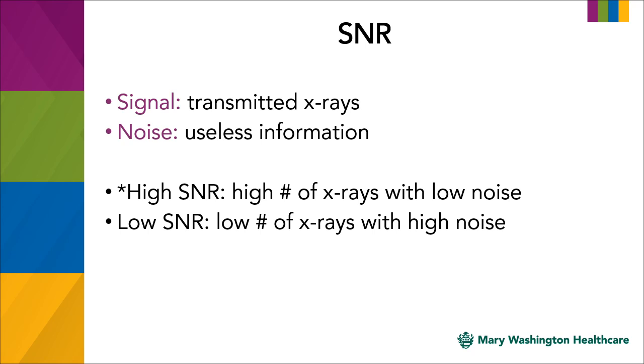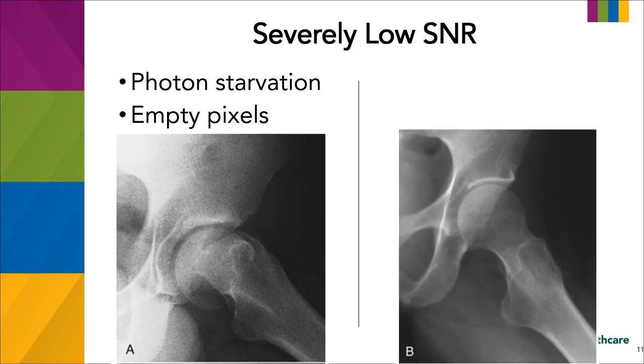SNR stands for signal to noise ratio. The signal is the transmitted X-rays. The noise is useless information. So a high SNR, which is what we would want, has a high number of X-rays with low noise. Low SNR is a low number of X-rays with high noise. With severely low SNR, we have photon starvation with empty pixels. On the left-hand side, we can see this image, which has that grainy appearance, and that's what we know as quantum noise, otherwise called quantum mottle.